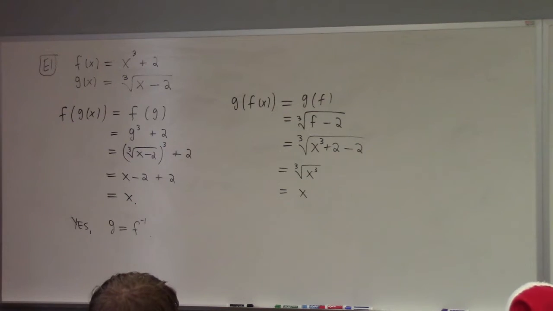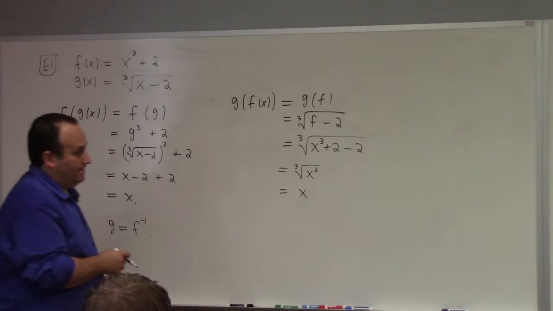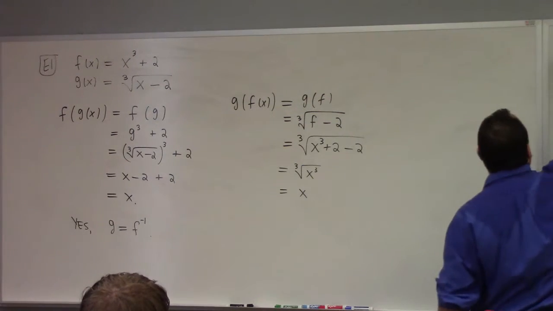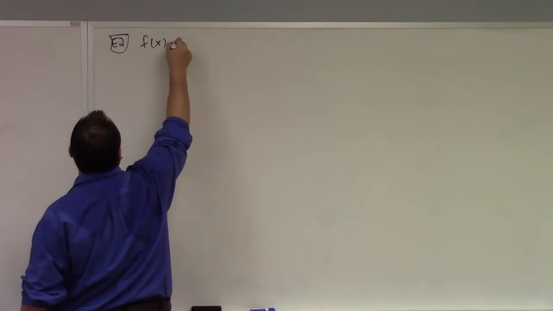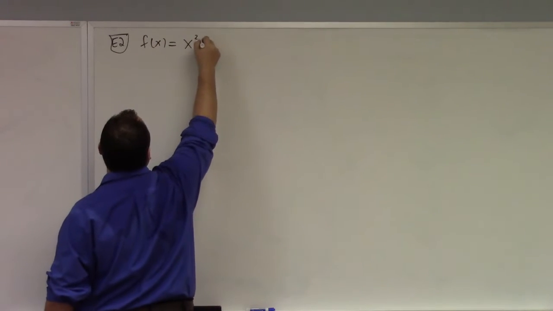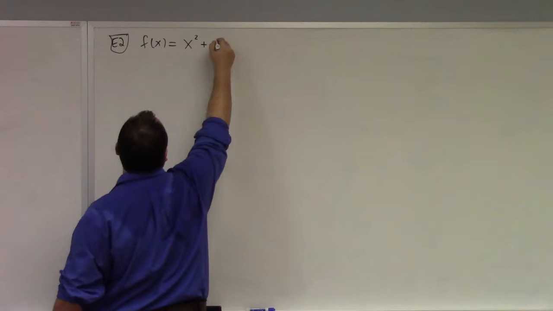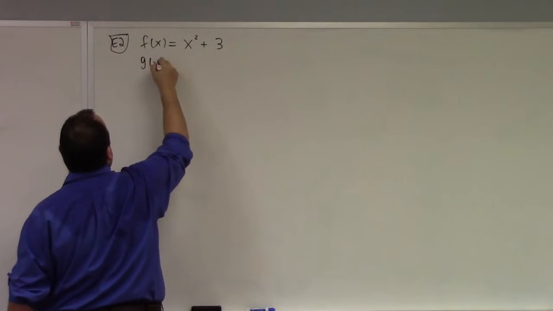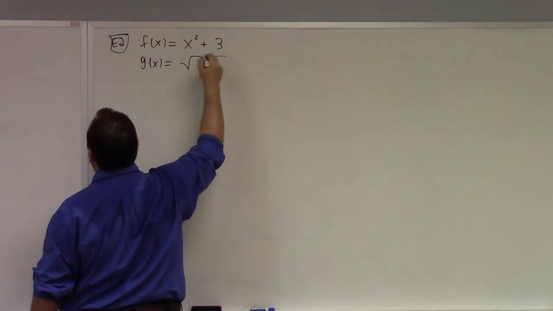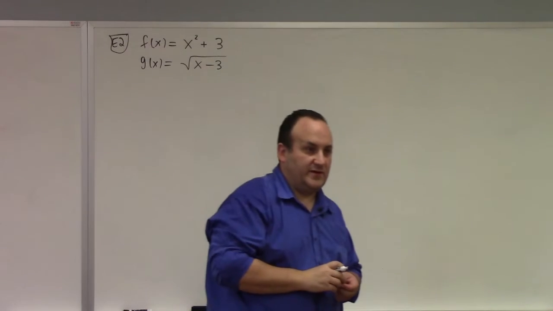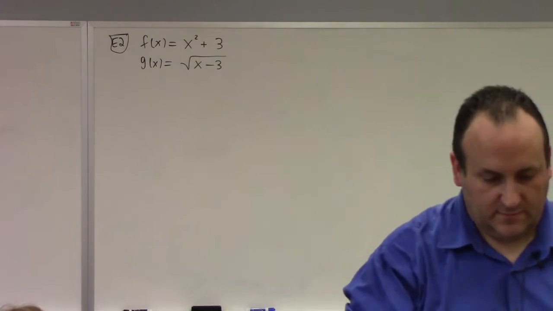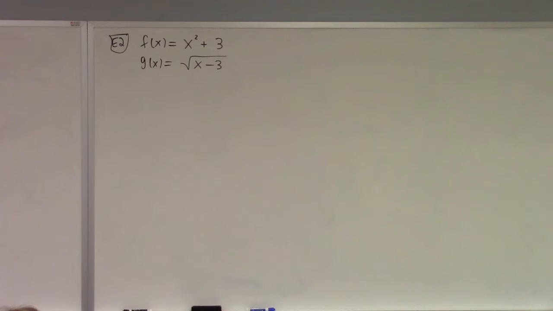How would this example turn out if instead of using a third root, we used a square root? How would this go? What if I tried f of x equals x squared plus 3 this time, and g of x equal to the square root of x minus 3. Would those be inverses of one another? What do you guys think? No? Why not, though? Because I'm asking the question? I mean, that's one way to look at it, I suppose.